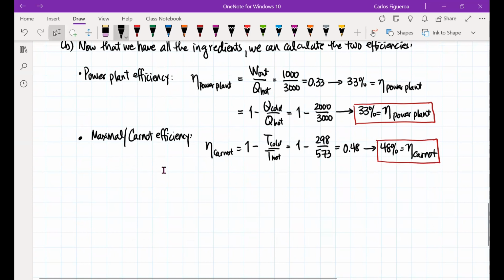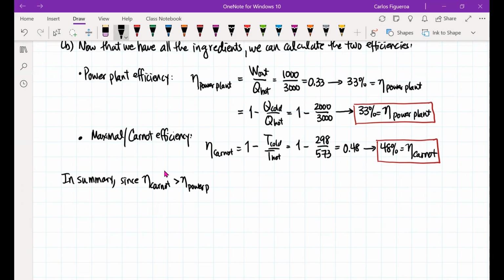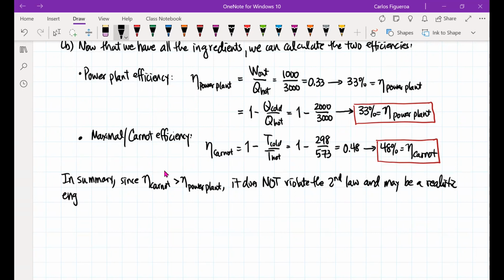So if I was to write this in summary, so in summary, since eta Carnot is larger than eta of the power plant, it does not violate the second law of thermodynamics and may be a realistic engine. In other words, it passed the first test.